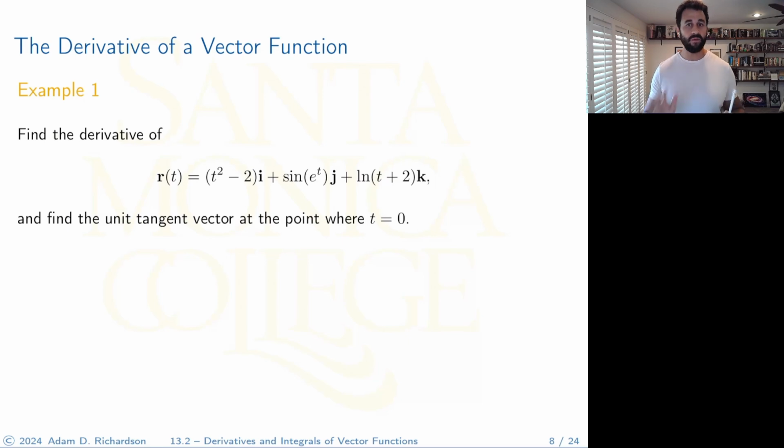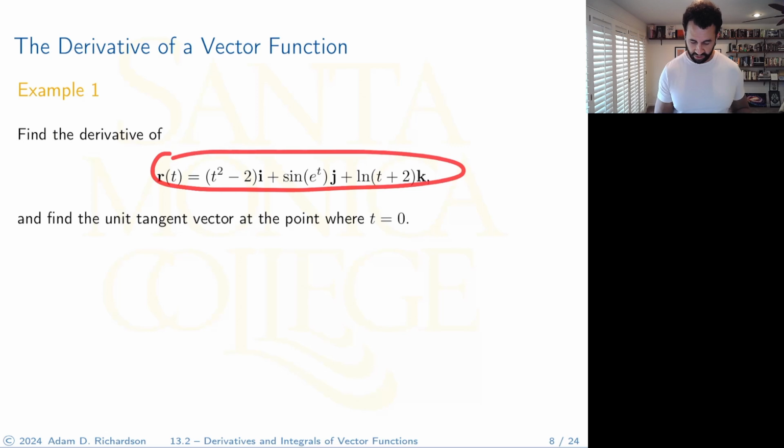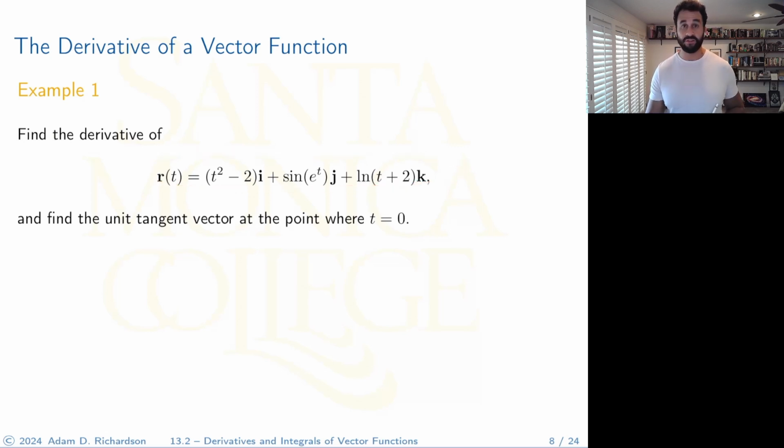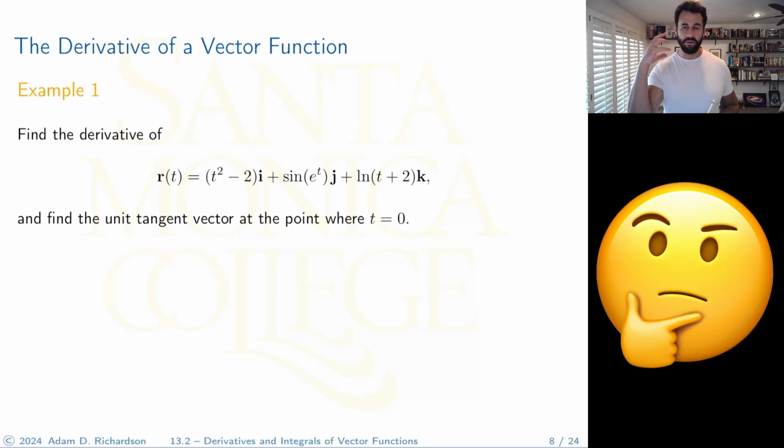Okay, this one I want you all to try on your own at home. Not too hard, just a straightforward example. Maybe it'll get those differentiation juices flowing again. Here's a vector function r, and I want you to find the derivative first of all, so find the tangent vector. And then I want you to find the unit tangent vector at the point where t equals 0. So mull that over for a minute, let that marinate in your brain.